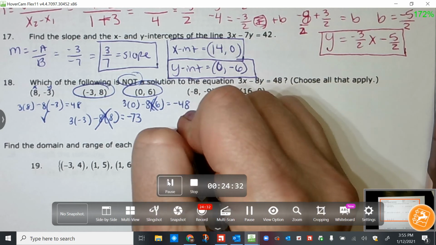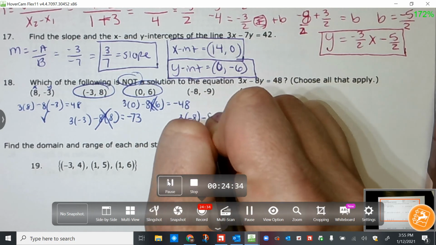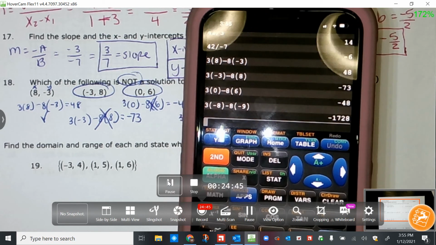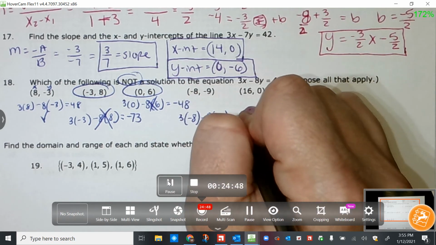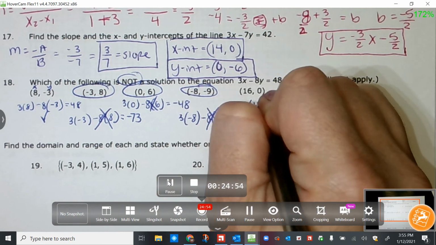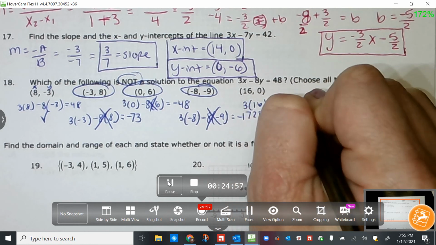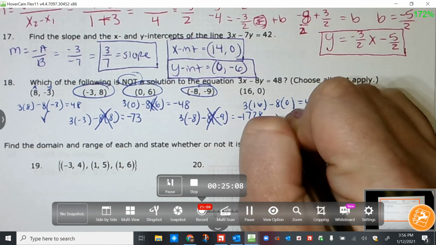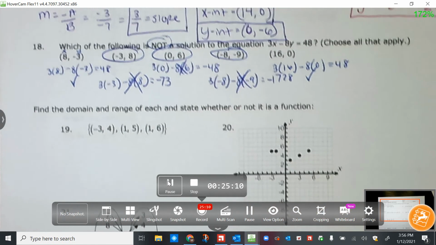So then we have 3 times negative 8 minus 8 times negative 9. That is a huge number. That is not a solution. Negative 1728. And then lastly, 3 times 16 minus 8 times 0 does equal 48, so that is a solution. So those three are not a solution.